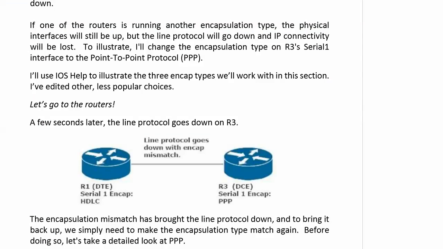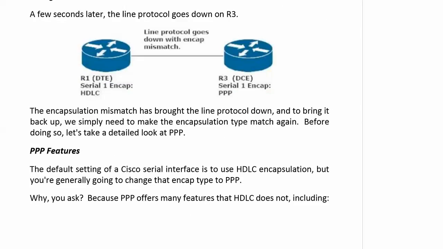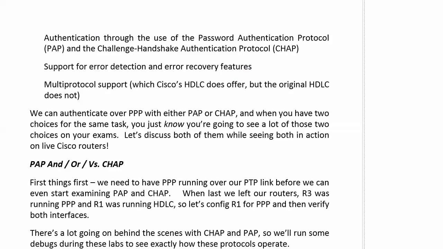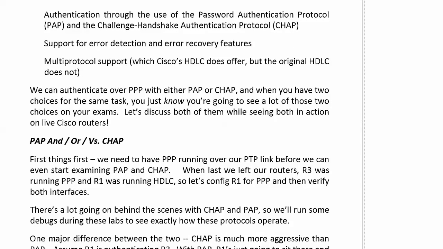Let's talk right now for a moment about some PPP features and why, even though HDLC is the default encapsulation, you're probably going to change that over to PPP. Well, PPP just offers a lot of features that HDLC does not. And a couple of those features, and this is just a couple of them: authentication through the use of the password authentication protocol, PAP, and the challenge handshake authentication protocol, CHAP. We also have support for error detection and error recovery features, and there is multi-protocol support. Now, we mentioned this, Cisco's HDLC does offer that, but the original HDLC does not, so it's a big plus there.